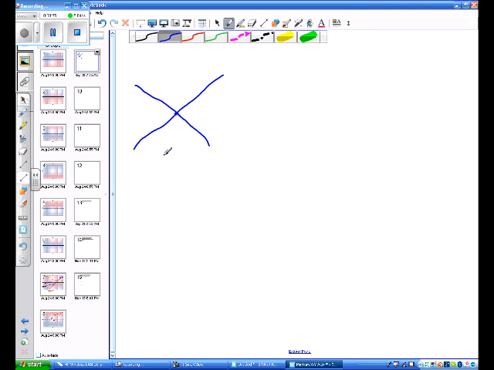Now, if our equations cross in exactly one point, then we say that these two systems are consistent. They're consistent. And because we had two equations, they're independent. So we have a system that's consistent and independent.